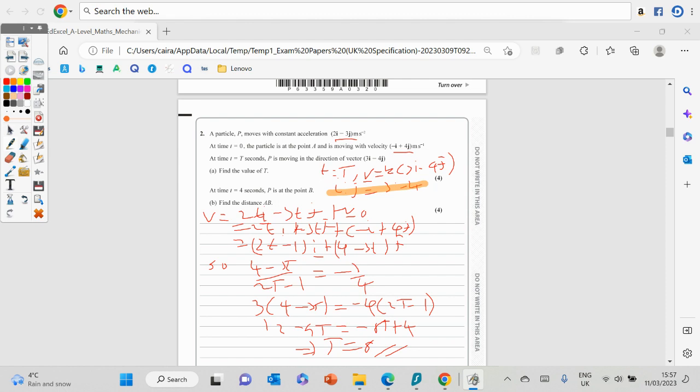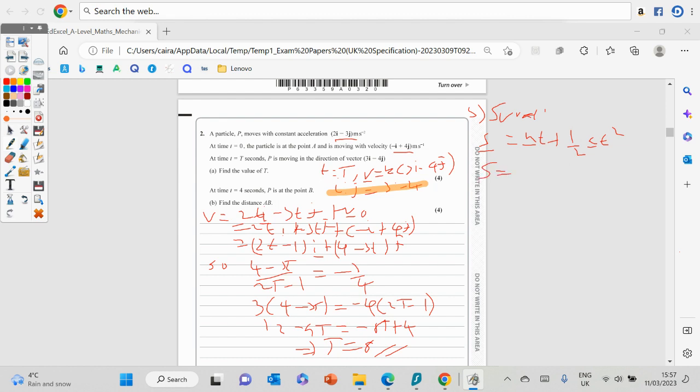Hopefully very straightforward. So at time t equals 4 seconds, P is at point B. Find the distance AB. Distance usually implies we're going to use some SUVAT, I think, for part B. And the SUVAT I want to use, because I'm looking for distance, is the one with S in it, which is ut plus a half at squared.